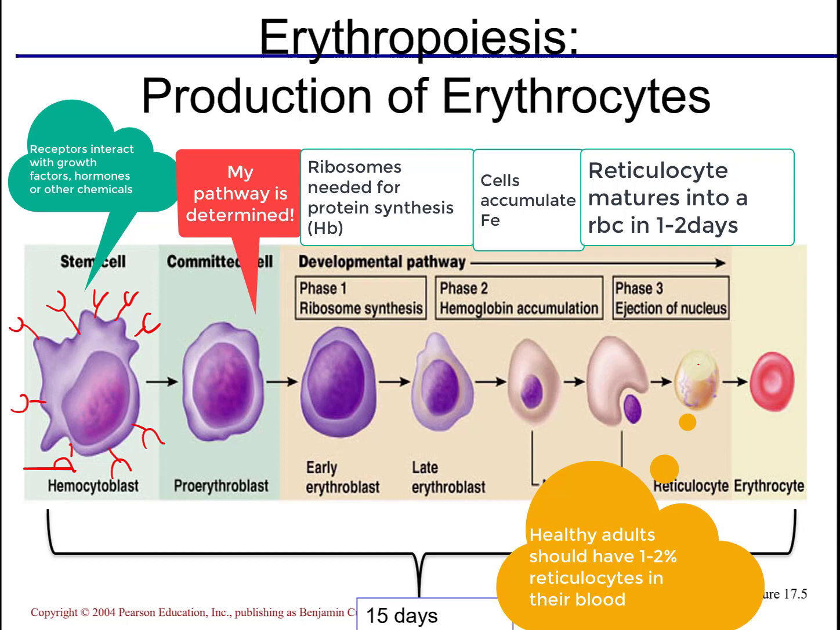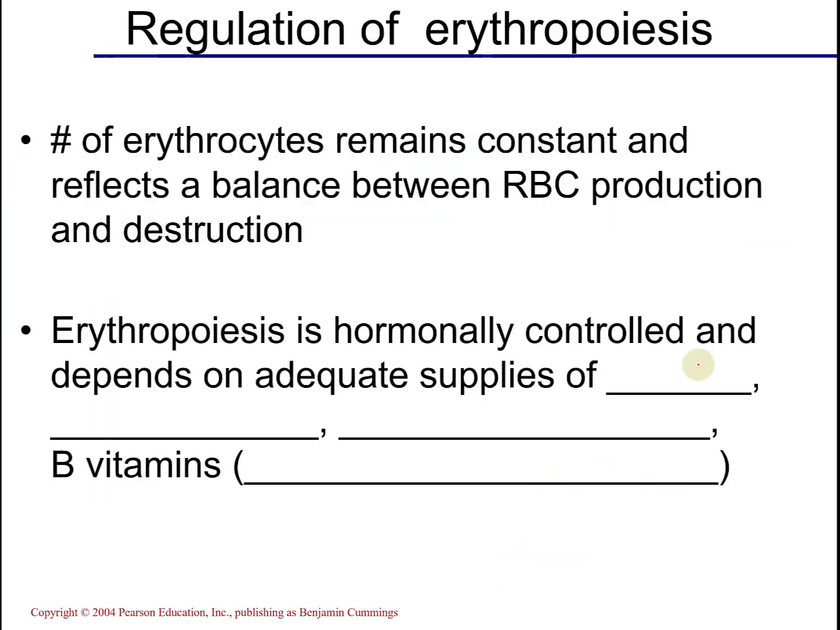Now, what regulates this production? Well, the number of erythrocytes, remember, has to stay within this narrow range. So that means you want to produce them and destroy them at a rate where they stay steady at a certain range.